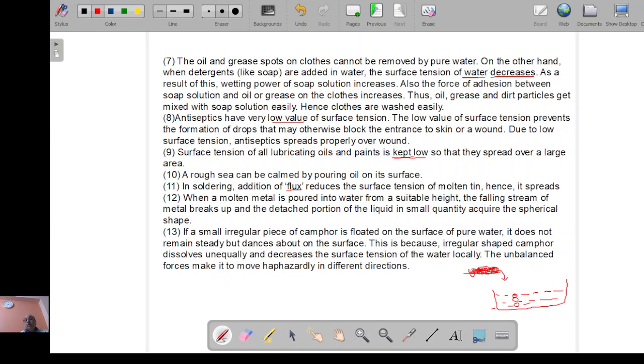So I think you will be familiar with the surface tension phenomena. Thank you.